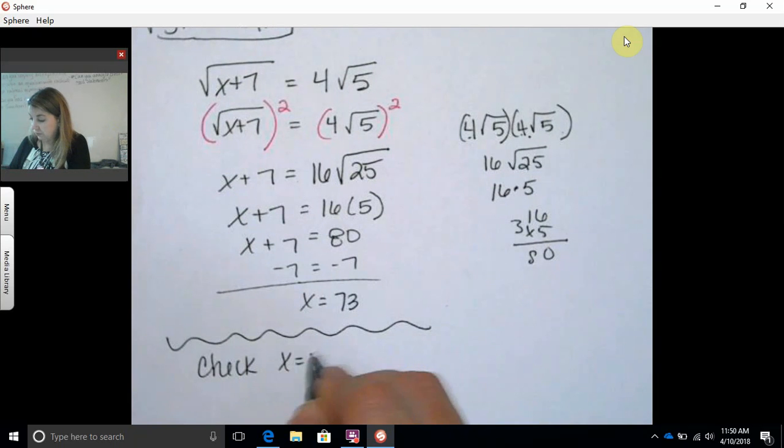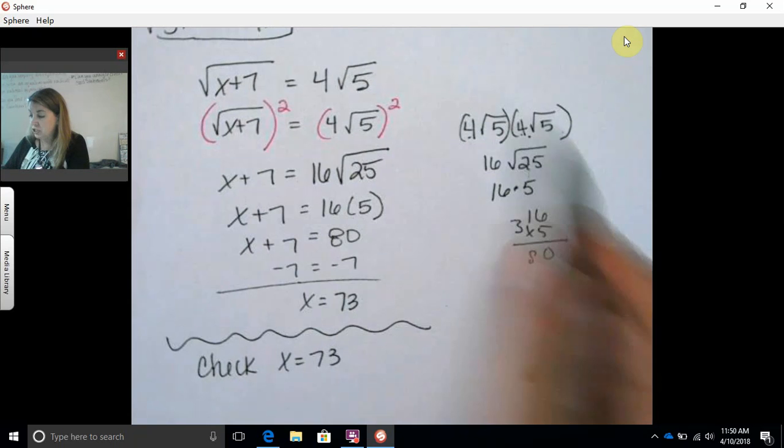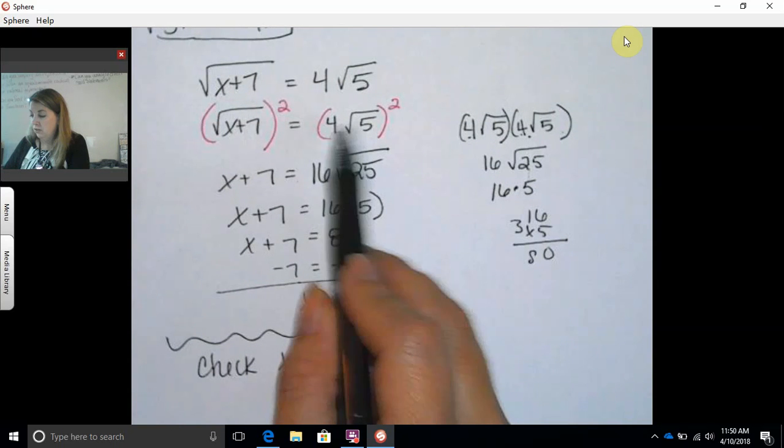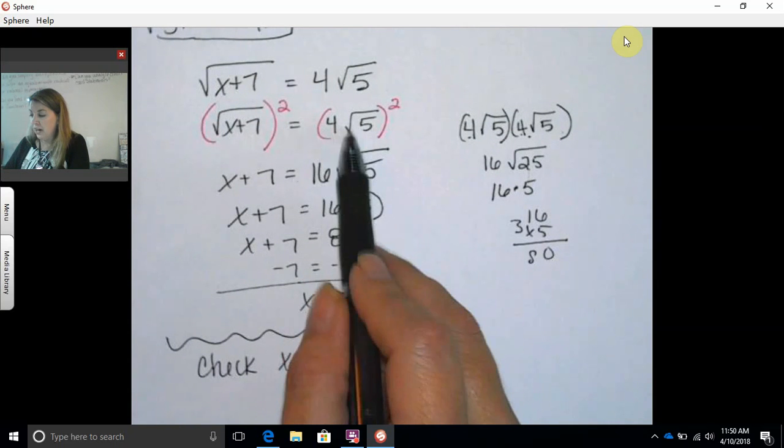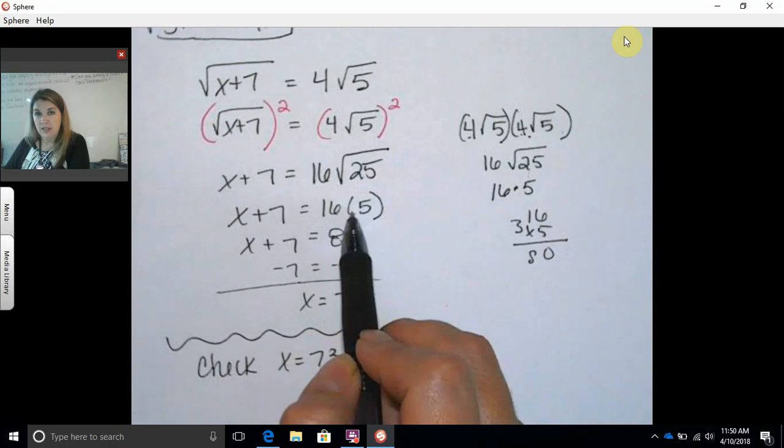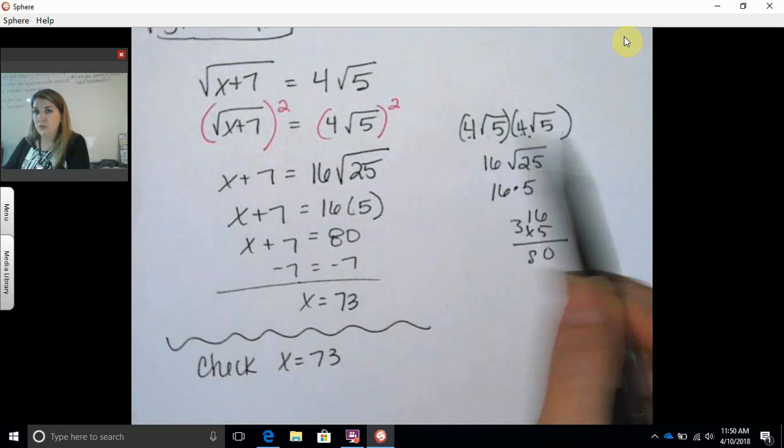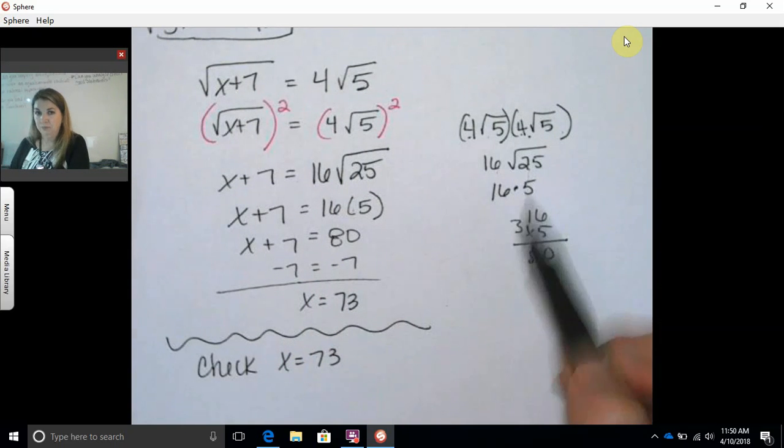Yes? What did you write on the side? Over here, she asked me to explain how, when I simplified 4 square root of 5, she asked me to show how I did that. And so I just wrote 4 square root of 5 times 4 square root of 5 and then showed my math on it. So I'm going to check this into my original.